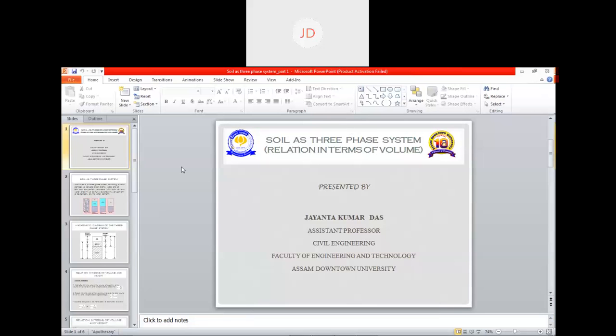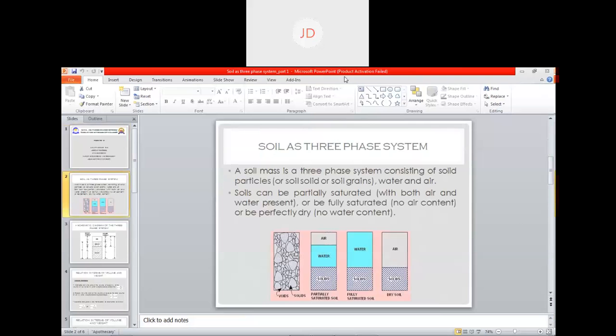Okay, hello students. So today we're going to discuss the three-phase system of soil. Sir, can you see here? I think the title is given. I think you can see soil as a three-phase system.